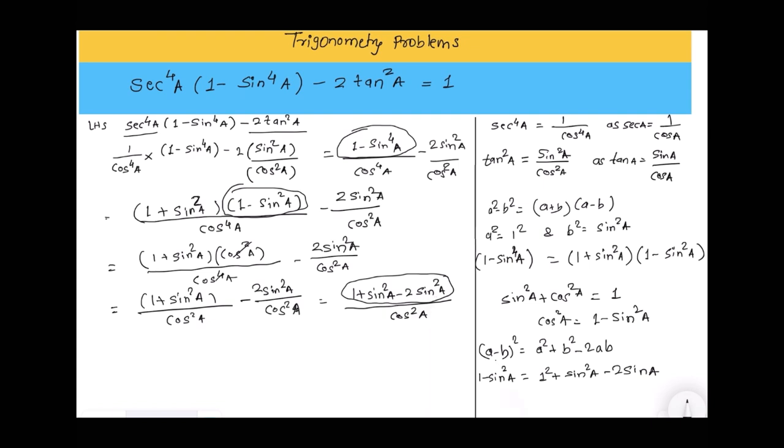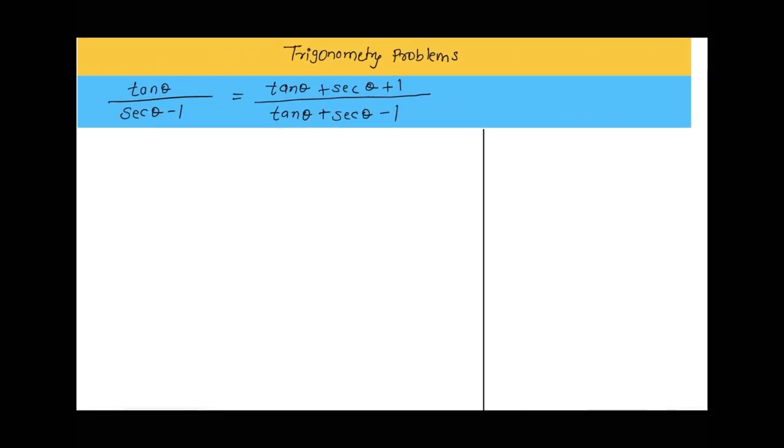We have also learned (a minus b) bracket square is equal to a square plus b square minus 2ab. Now what we have here is this term is 1 square, that means 1 plus sine square A minus 2 sine A, which is nothing but 1 minus sine square A. We get 1 minus sine square A upon cos square A. But what is 1 minus sine square A? We have already seen over here 1 minus sine square A is cos square A. So we get cos square A upon cos square A, which is nothing but 1. Hence proved. Let us take the next problem.